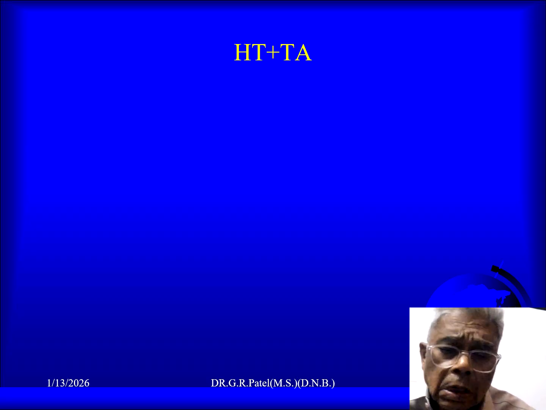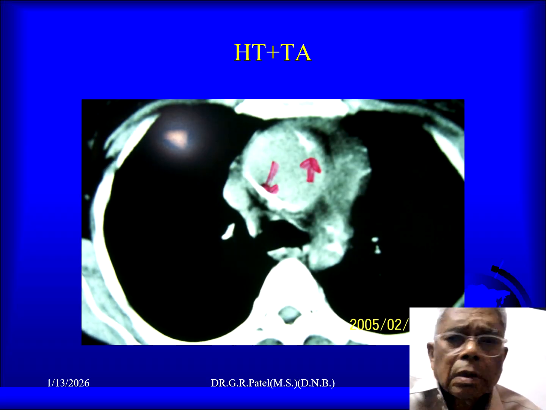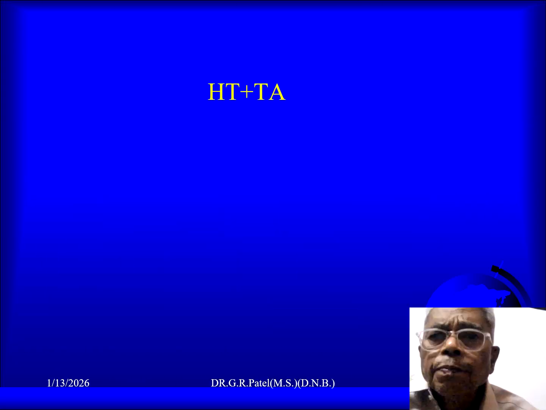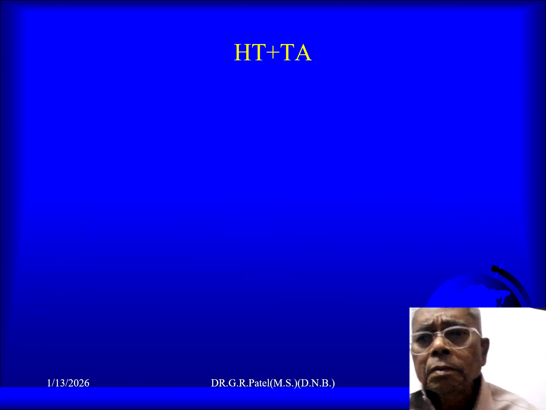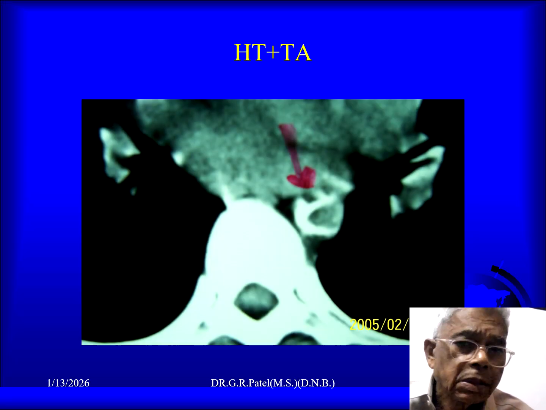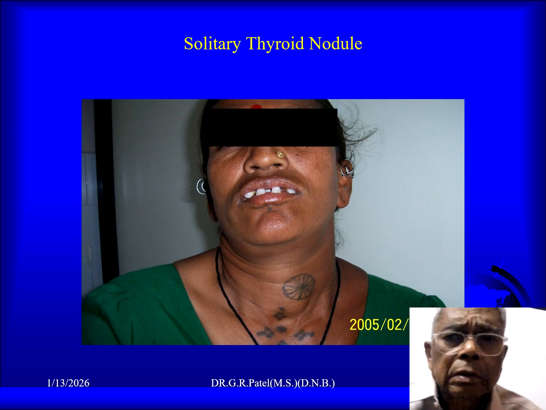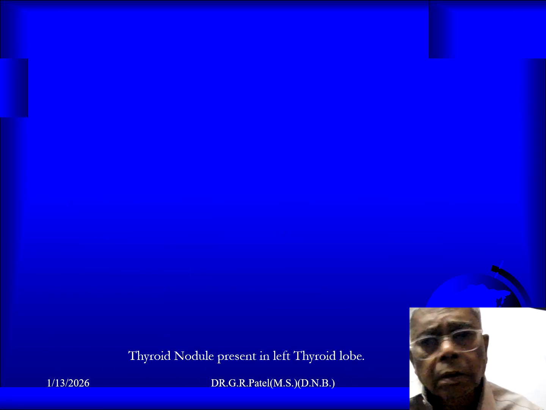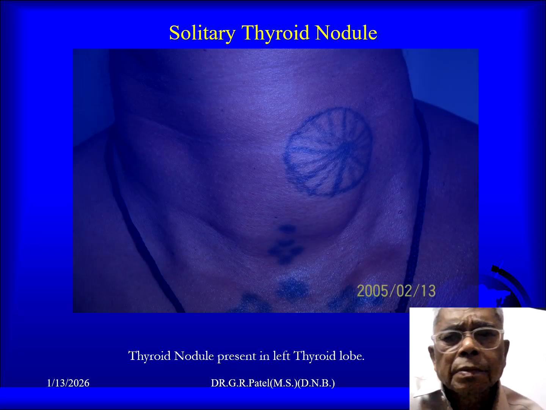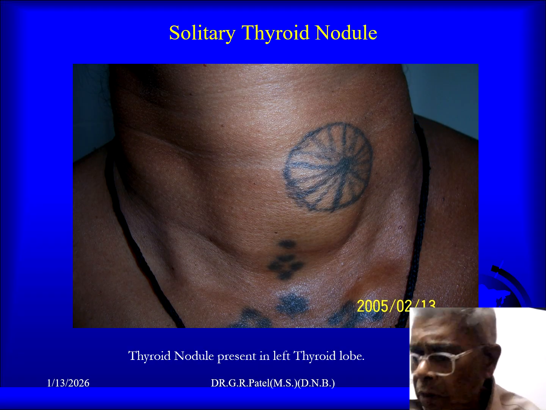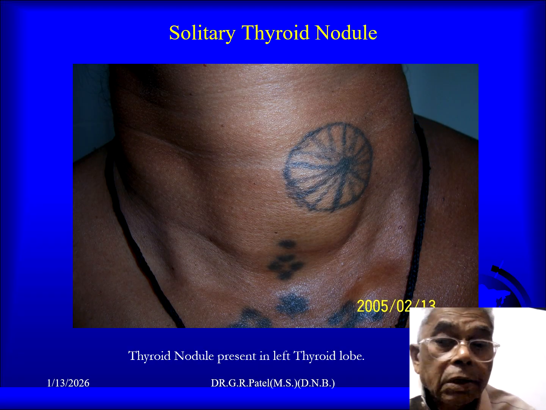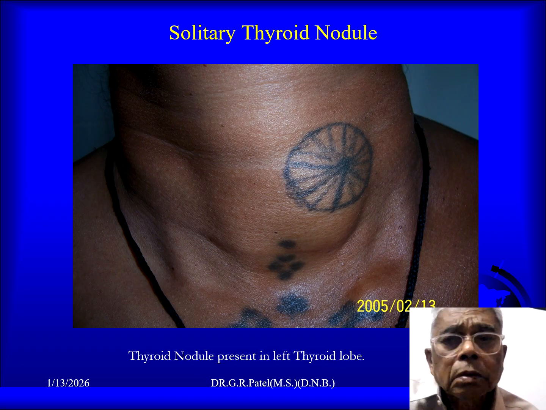Various collections, various patients, we have got collections. Breast calcification in the aorta. 18 years old girl. Breast calcification in the aorta. Solitary thyroid nodule. STN, very common presentation. Patients have got tattoo marks with the hope of getting it cured.